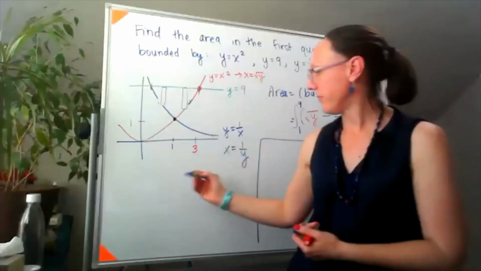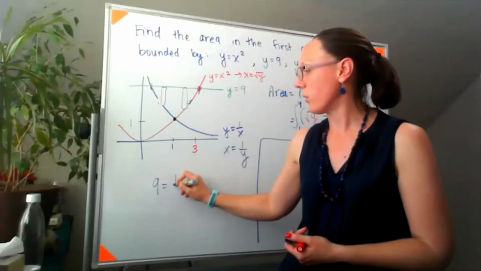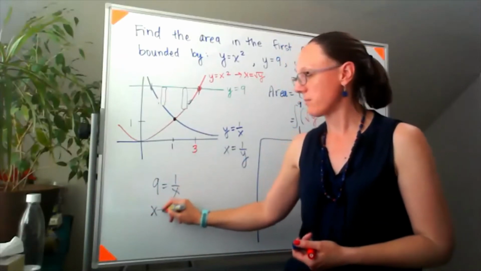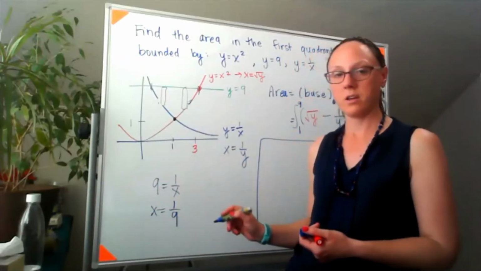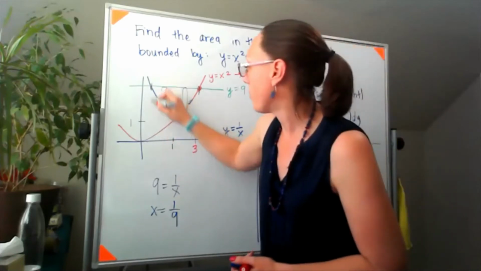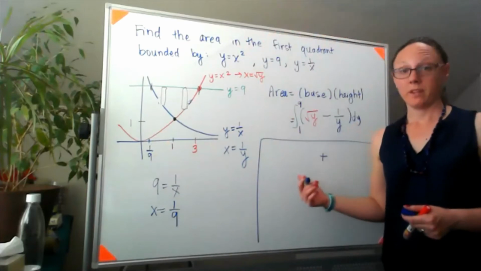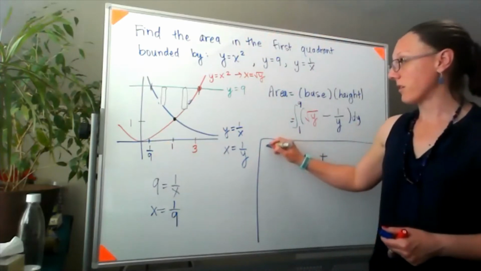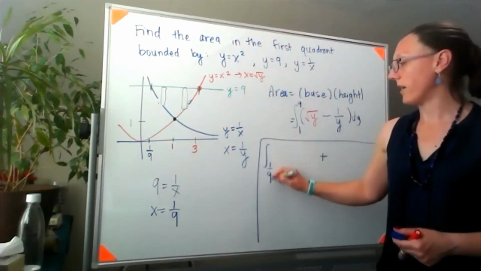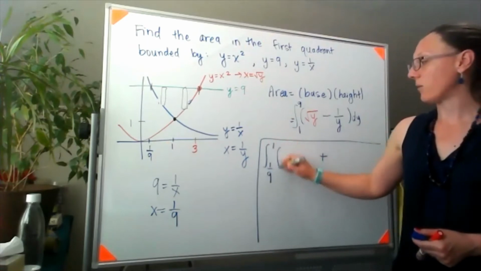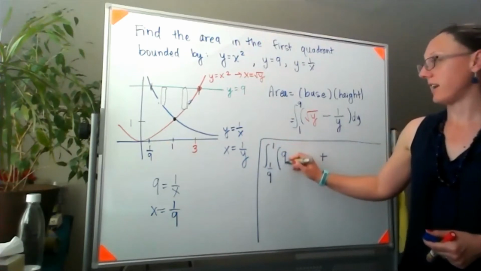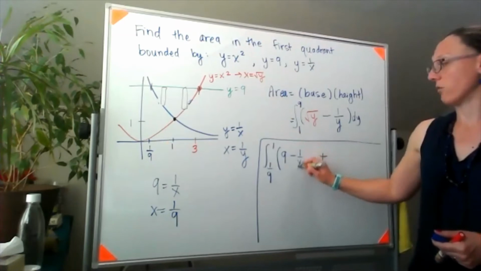So if 9 is equal to 1 over x, then x must be equal to 1 over 9. And this point would be 1/9. That means that in terms of our integrals, I'd be going from 1/9 to 1. And in that region, my top function is 9, and our bottom function was 1 over x.